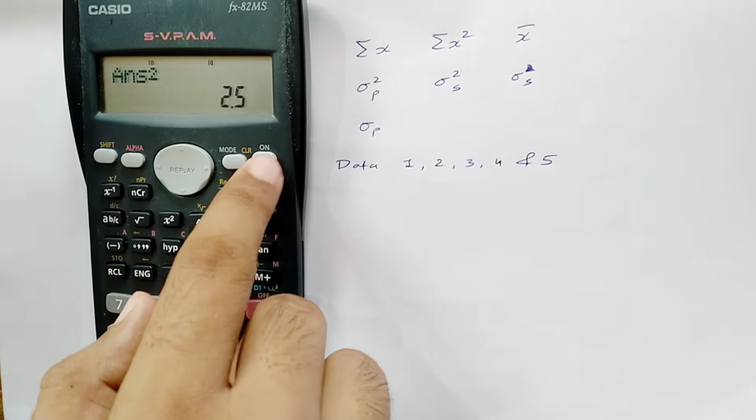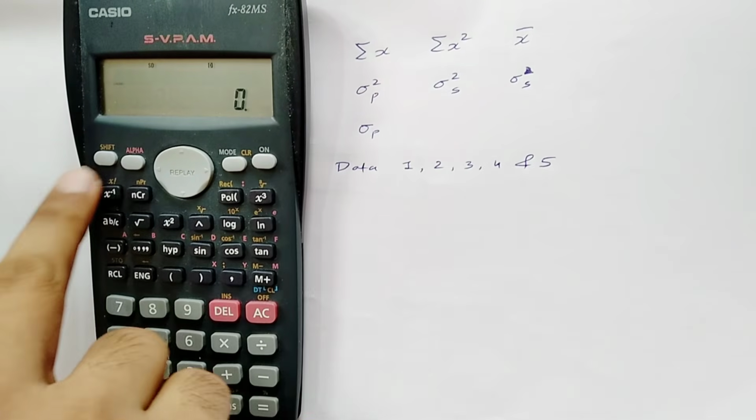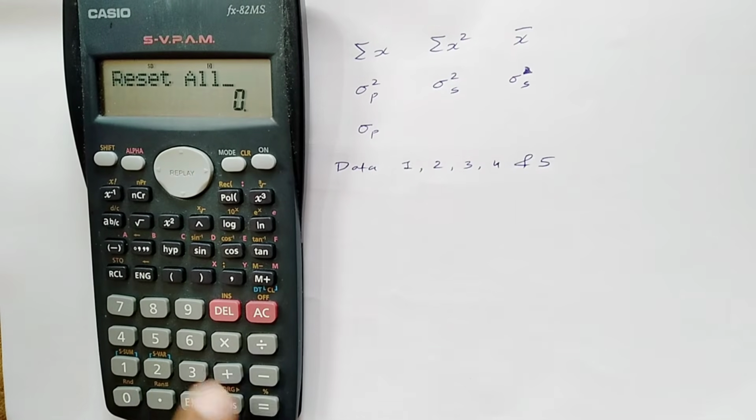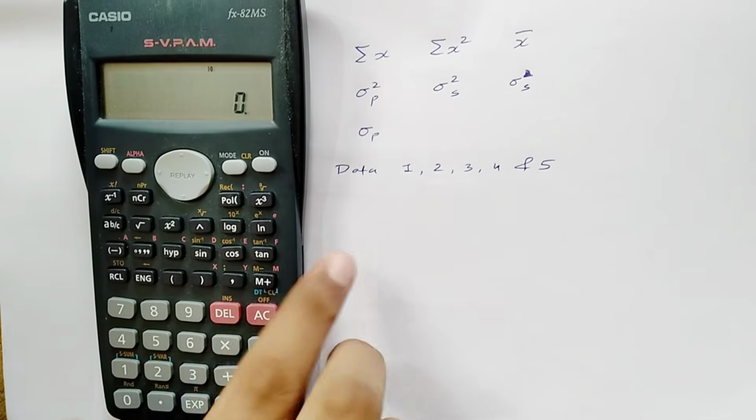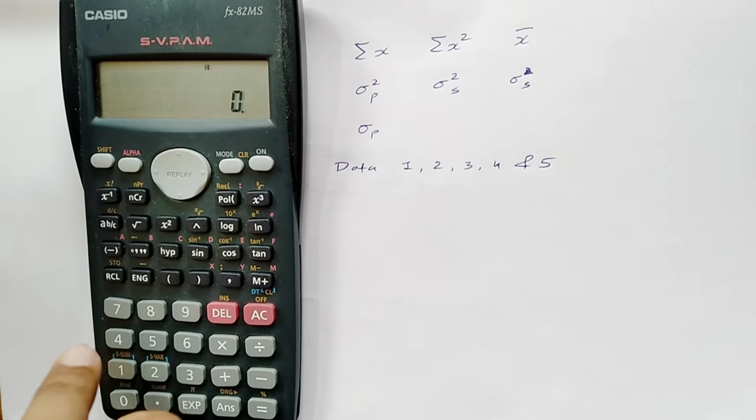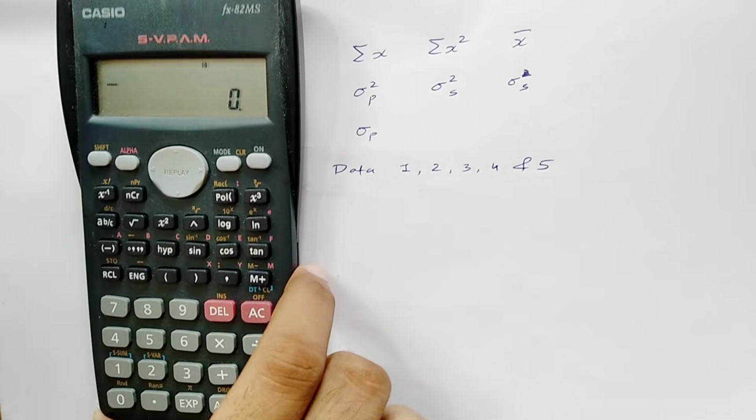Okay, now our calculation part is done. So again we follow this routine, shift, clear all, equal to. So this will clear all these values. Our system will now have, if we go for second time for calculation, the fresh data. So this was all about the calculation by using this calculator.